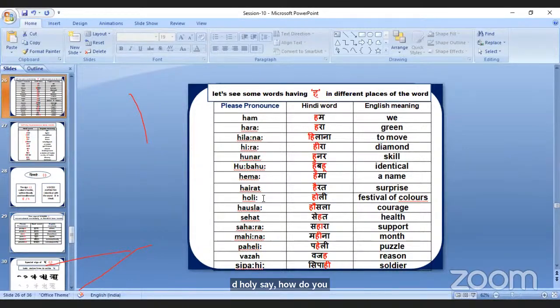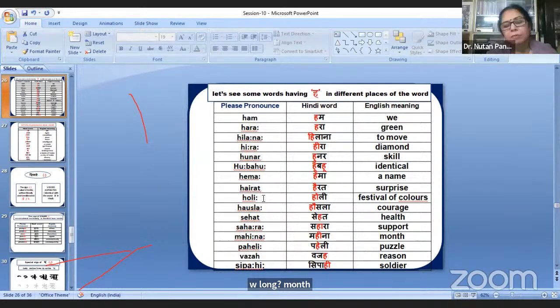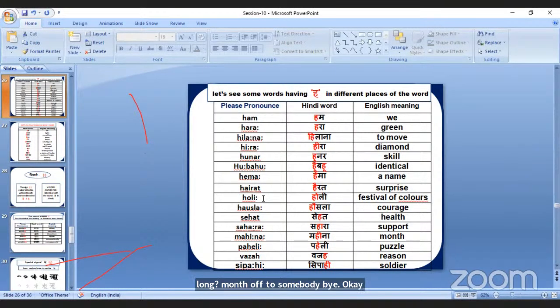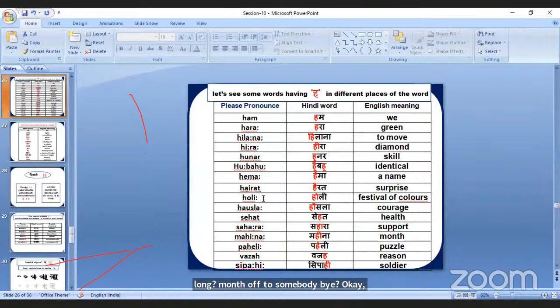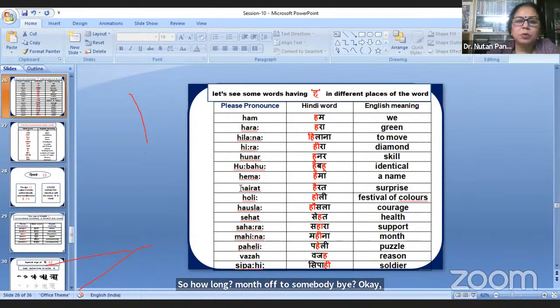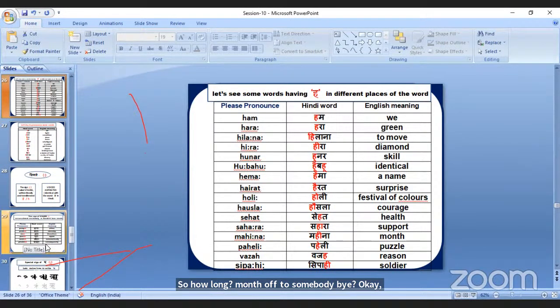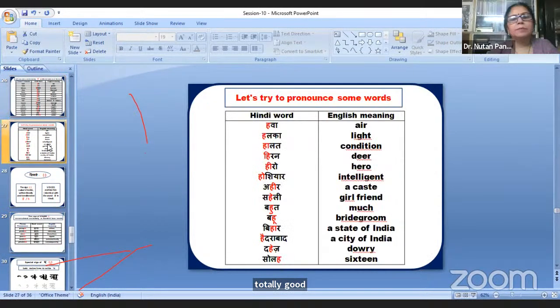Sahara. Sahara. Mahina. Mahila. Mahina means the month of December. Paheli means puzzle. Wajah means reason. Sipahi means soldier. Okay, next this one.